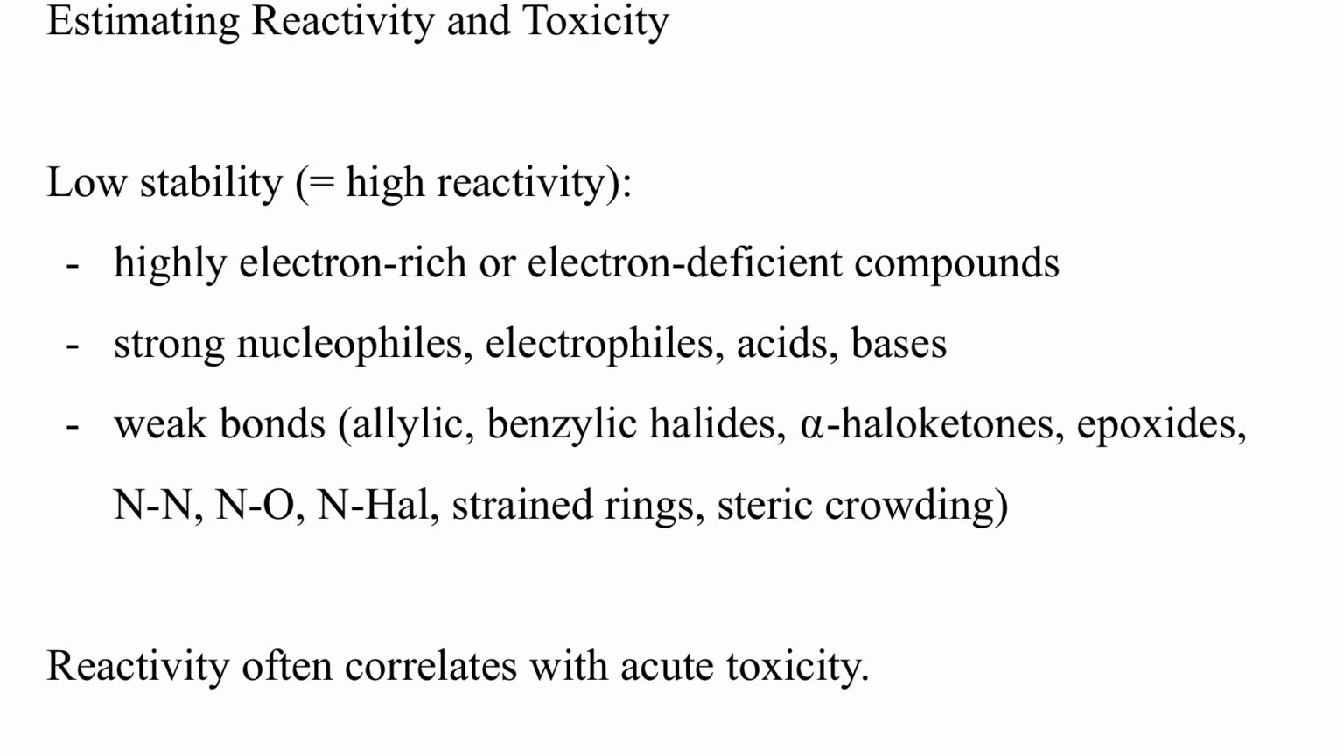Particularly reactive are allylic and benzylic halides, haloketones, epoxides, and compounds with nitrogen-nitrogen, nitrogen-oxygen, and nitrogen-halogen bonds. Other reactive electrophiles include acyl halides, anhydrides, and isocyanates. Strained rings like cyclopropanes or cyclobutanes and sterically crowded molecules can also be thermally unstable and reactive. Chemical reactivity often correlates with acute toxicity, and volatile electrophiles are particularly dangerous.